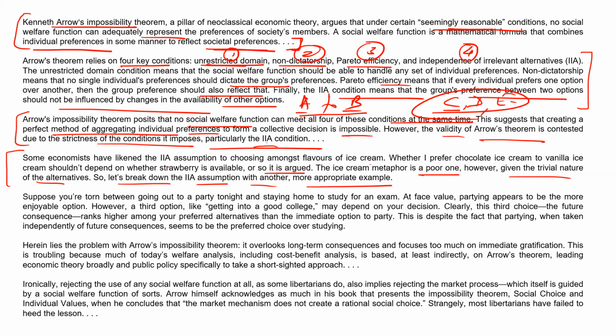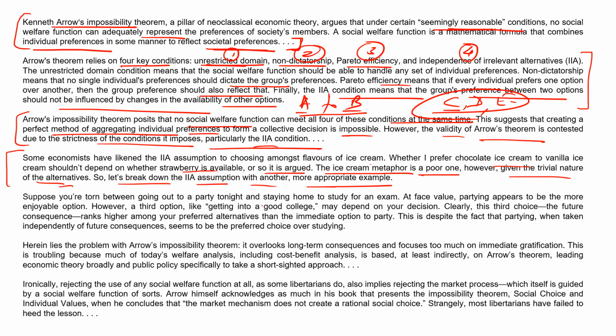And then he says that there is a metaphor that whether you prefer chocolate to vanilla is irrespective of whether strawberry is available or not. So the author is of the view that it is a poor metaphor because of the trivial nature of the alternatives. So let's take a more appropriate example.